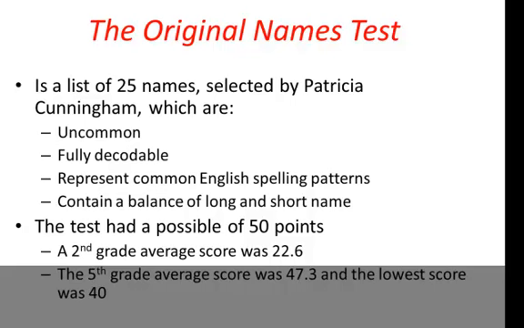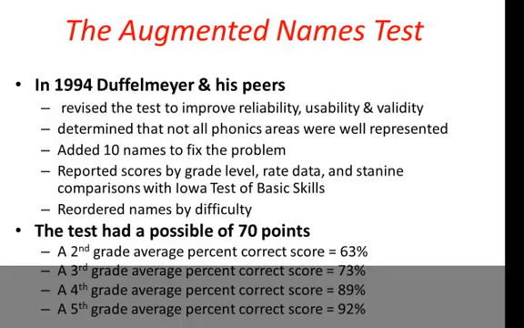That's why Deffelmeier et al. augmented the names test. They revised it to include grade average percent correct scores, as well as 10 more names to include all possible graphophonemic patterns. So they revised the test to improve reliability. Patricia Cunningham's first names test had lower reliability, whereas the augmented names test has much higher reliability, Cronbach's alpha 0.9 and higher.